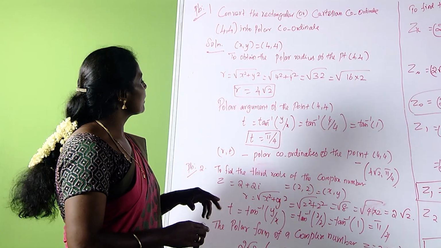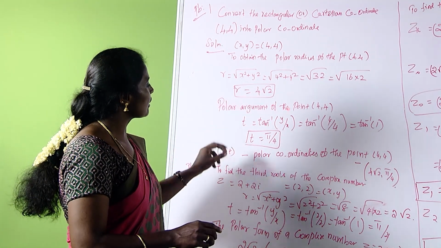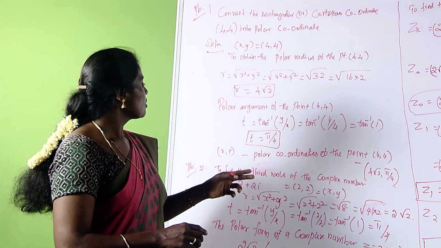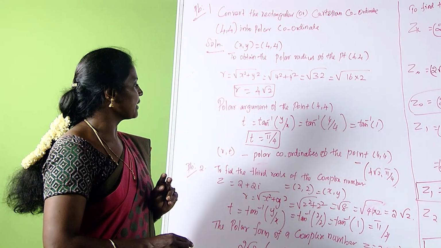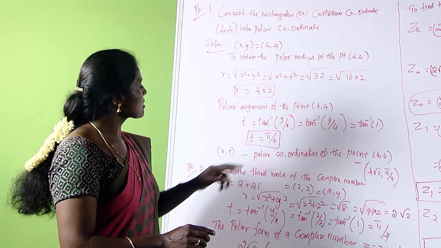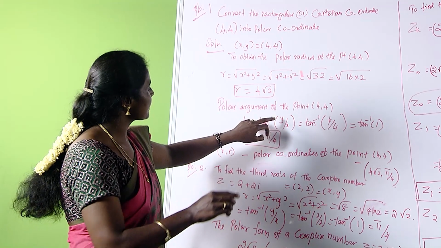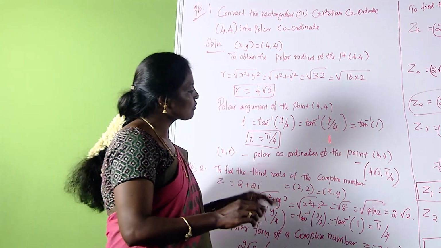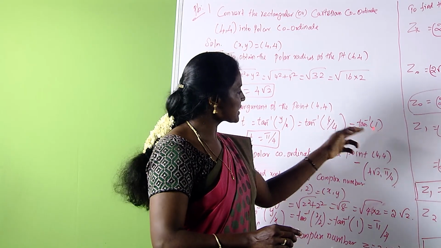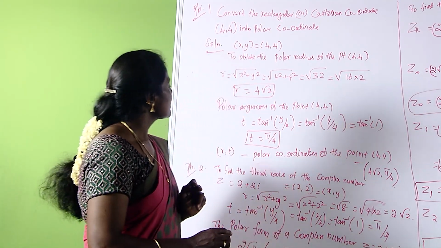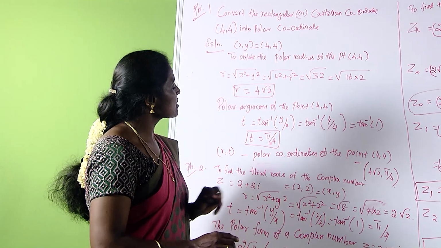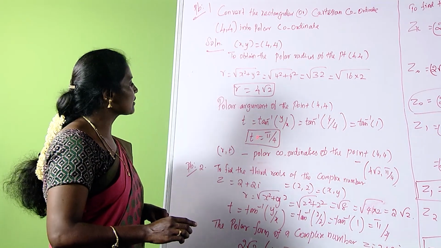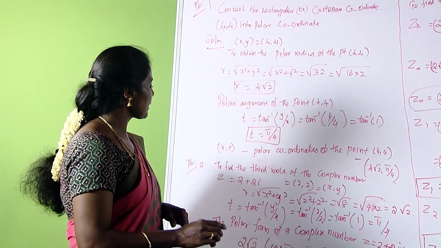Next we are going to evaluate the polar argument of the point (4, 4), that is theta, or t. So t equal to tan inverse of y by x. Here also, y is 4 and x is 4. Therefore, tan inverse of 4 by 4, and 4 by 4 equals 1. Therefore, tan inverse of 1. So t equals pi by 4. Therefore, the polar argument of the point (4, 4) is pi by 4.